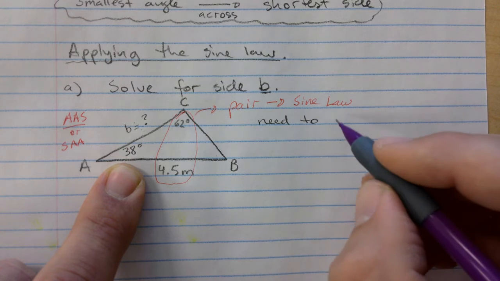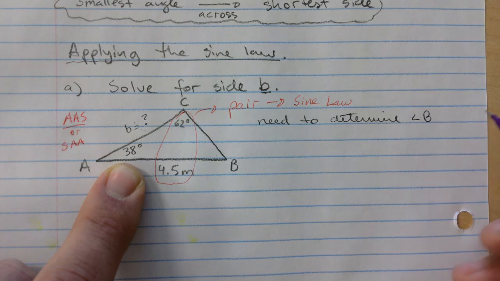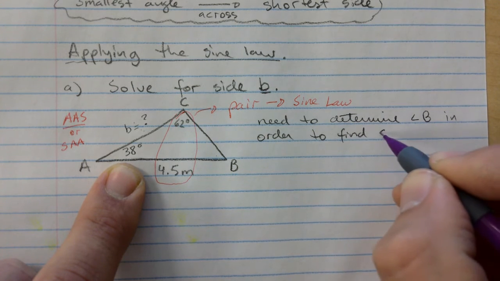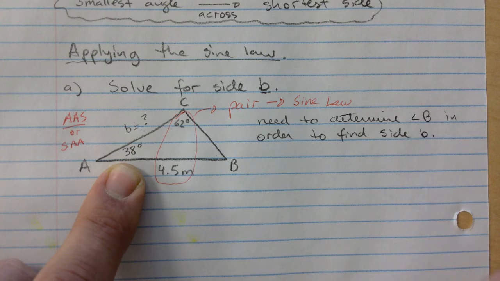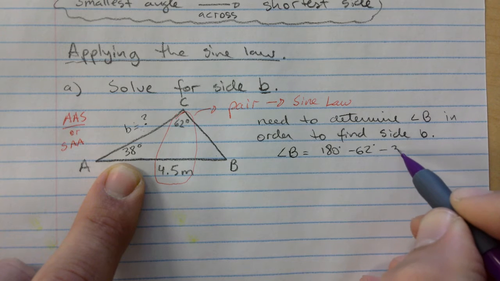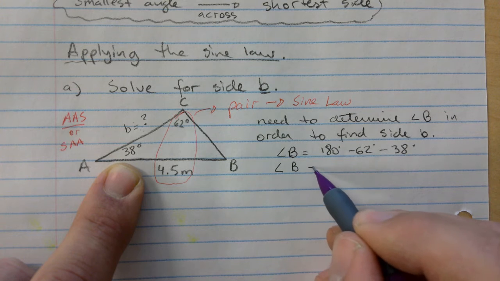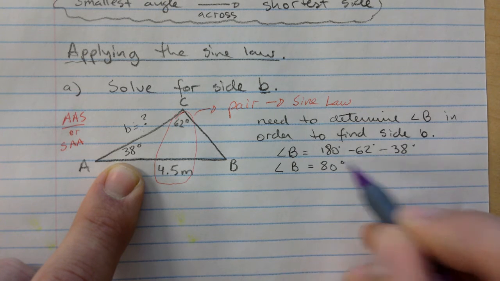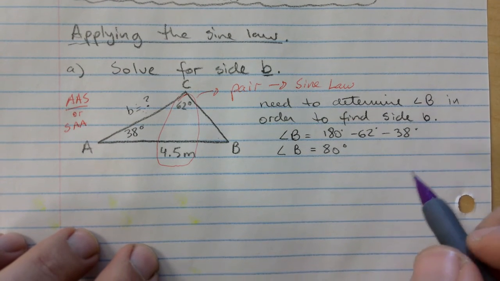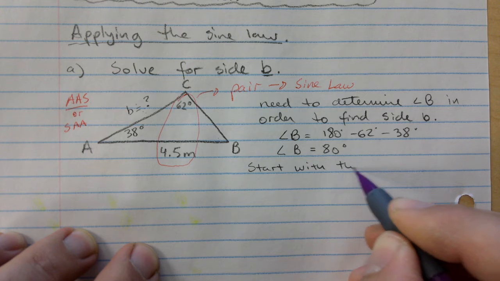Need to determine angle B in order to find side B. So angle B is going to be 180 minus 62 minus 38. Angle B is going to be 80 degrees. So that'd be your first step. Start with the pair.